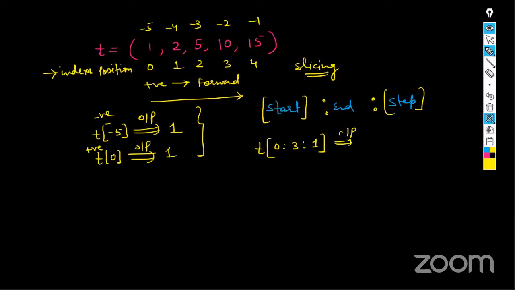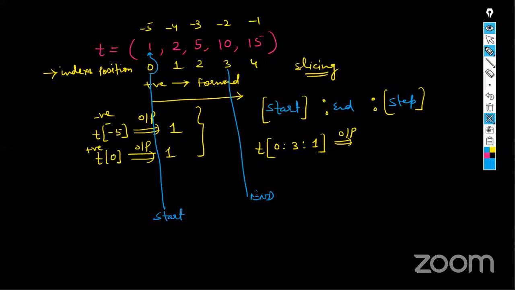This is the way we have played around with the list. 0 means our start location, the start pointer is pointing at this location. Start pointer is pointing at location 0, which means this pointer is pointing at this value. And the end pointer is at 3.